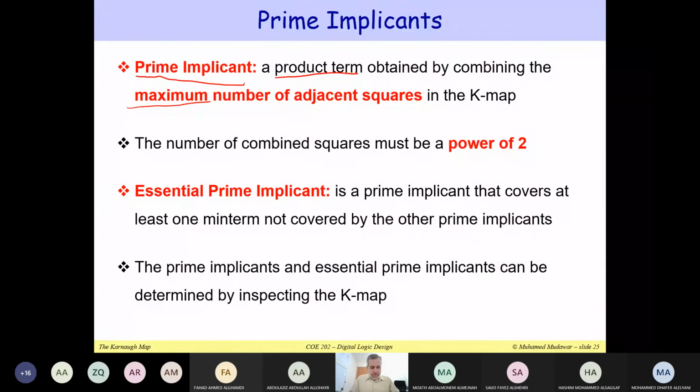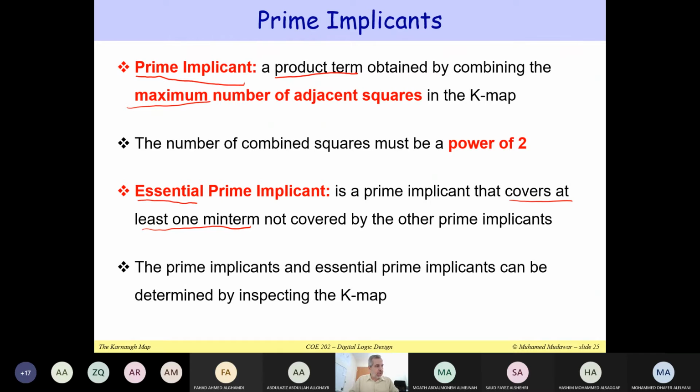The meaning of essential prime implicant: it becomes essential if it covers at least one minterm which is not covered by the other prime implicants. So here you can mark the minterm which is covered by the prime implicant, which is not covered by the other prime implicants, which makes it essential. So that's the meaning of essential prime implicant. So you can distinguish between a prime implicant and an essential prime implicant.